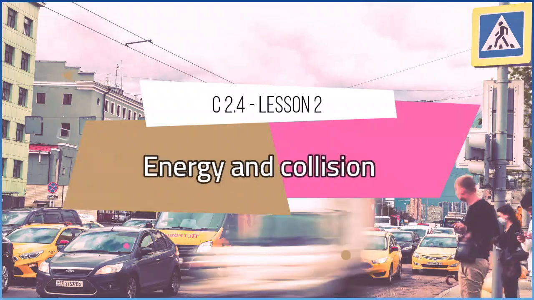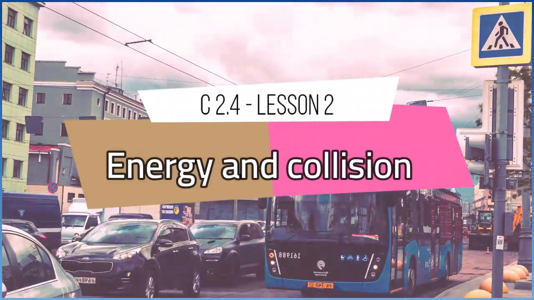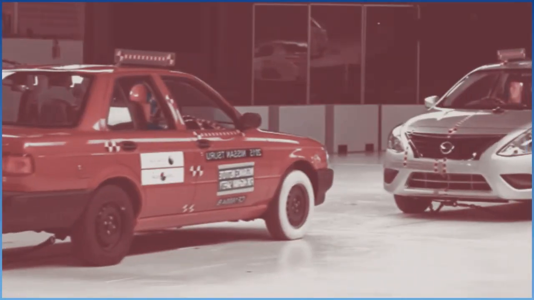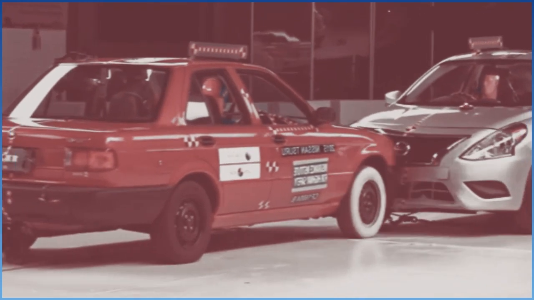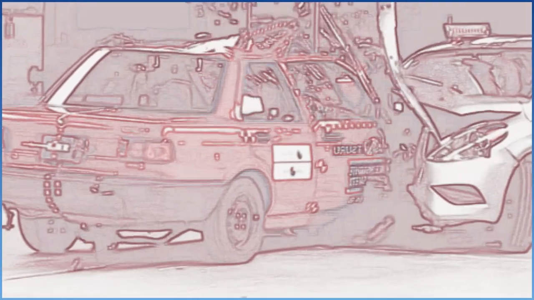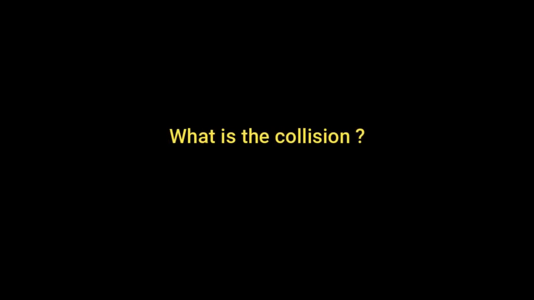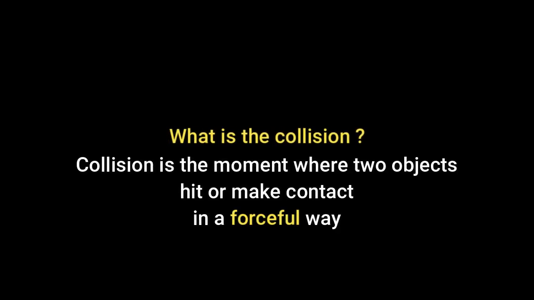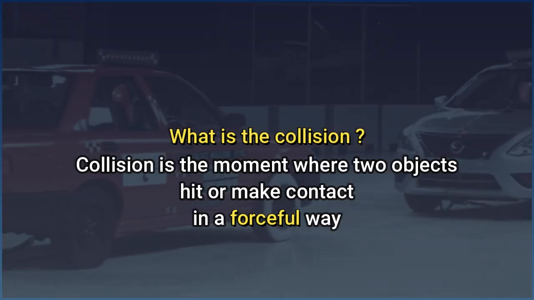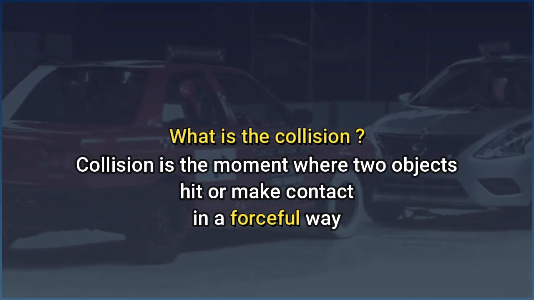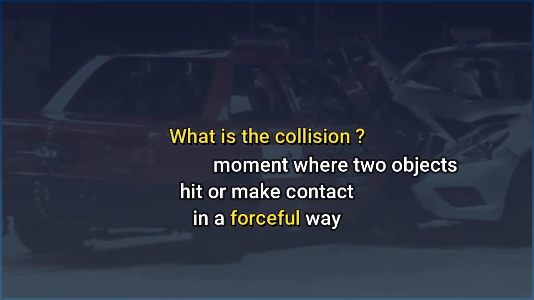Lesson 2: Energy and Collision. When two things bump or crash into each other, we can say a collision has taken place. What is the collision? Collision is the moment where two objects hit or make contact in a forceful way.